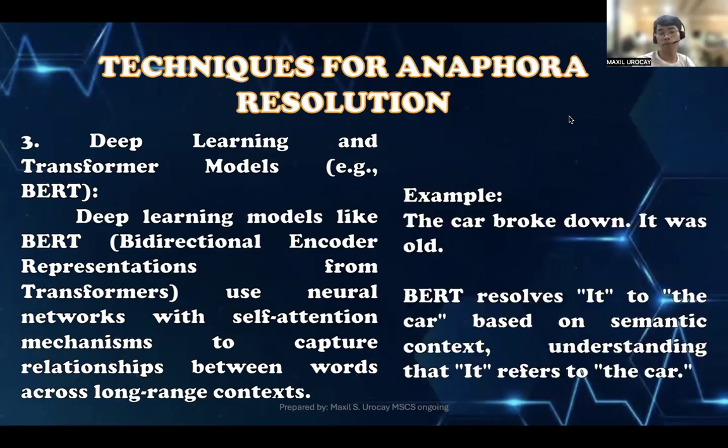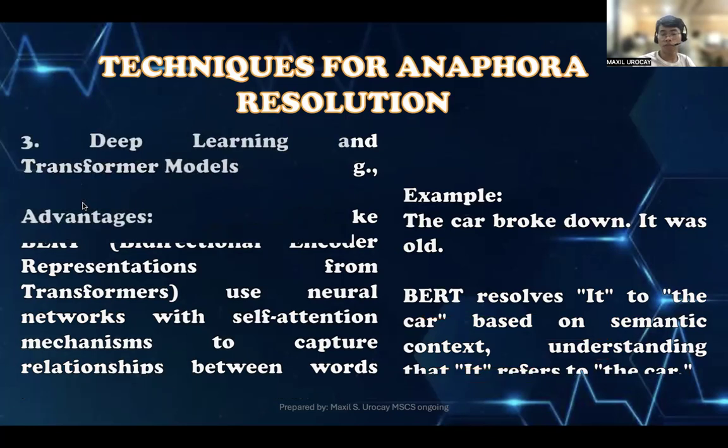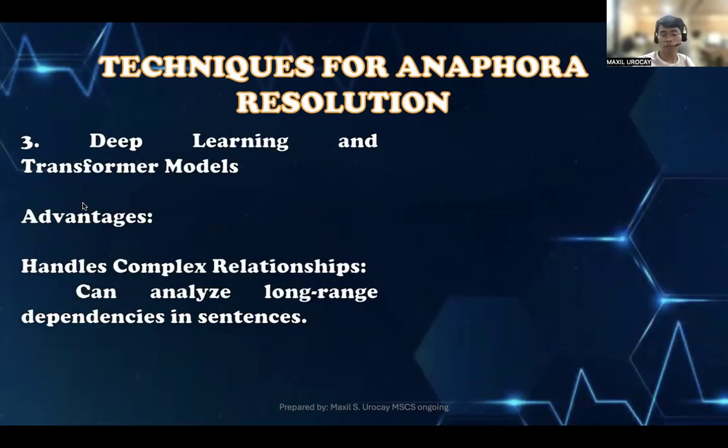For example, "The car broke down. It was old." BERT resolves "it" to the car based on semantic context, and we are trying to understand that it actually refers to the car. In the rule-based method established earlier, this was harder. Here in deep learning, this is resolved easily, since deep learning models are more efficient than those models.